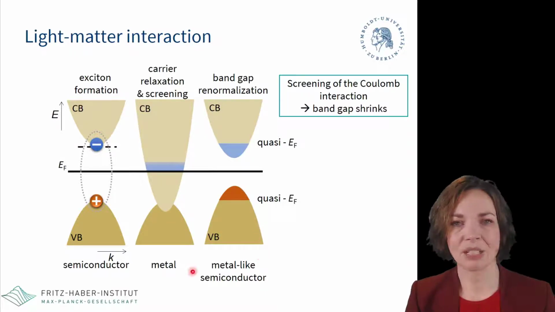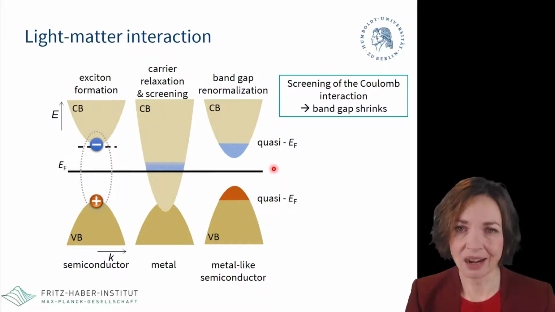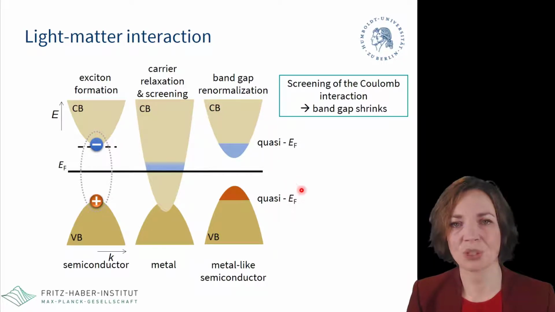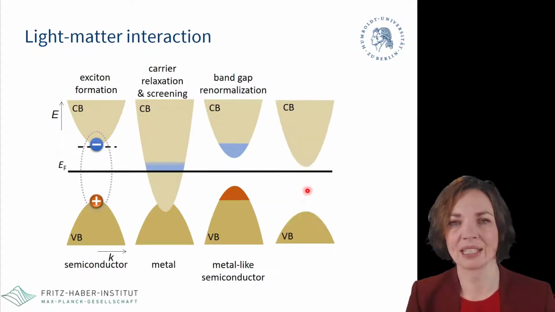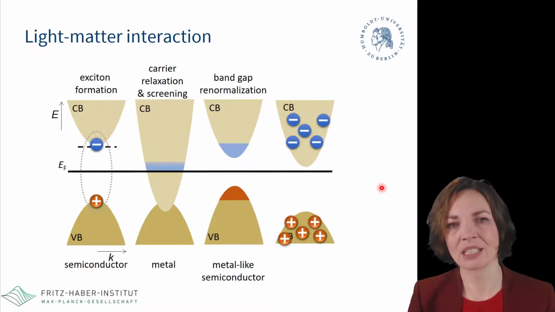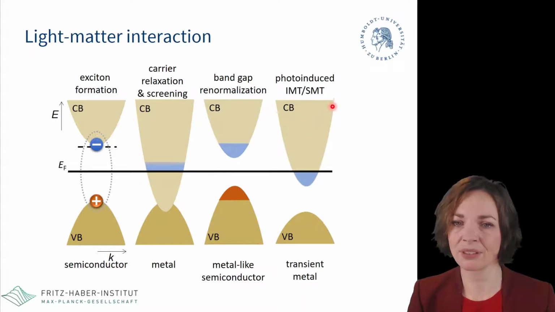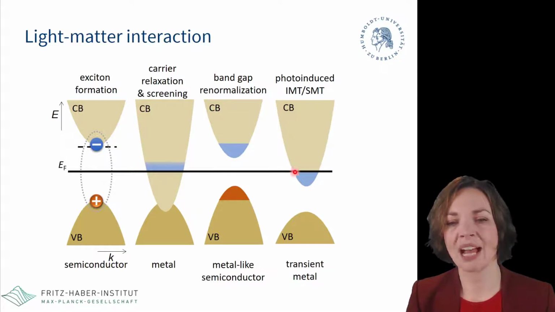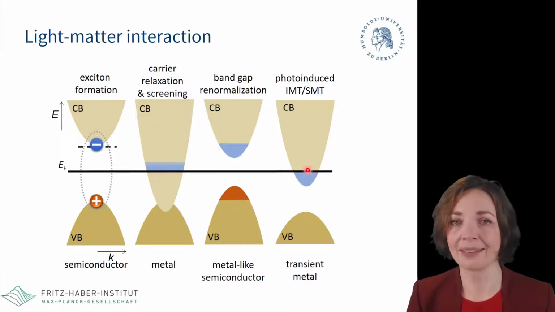So these semiconductors have metal-like properties, and they still are semiconductors, because what you need to really create a transient metal is that photoexcitation drives, for example, the conduction band across the Fermi level, so that you have density of states around the Fermi level and free carriers at the steady state Fermi level. Only then you have created a true metal on ultrafast timescales.